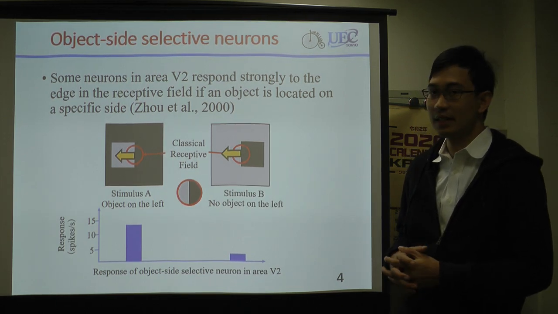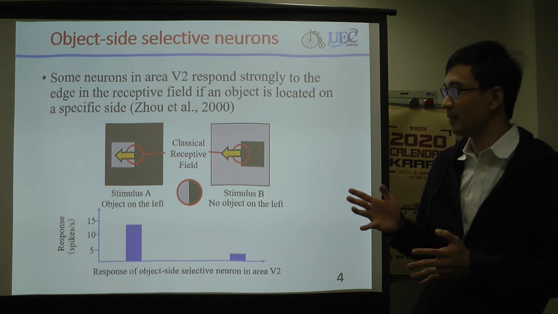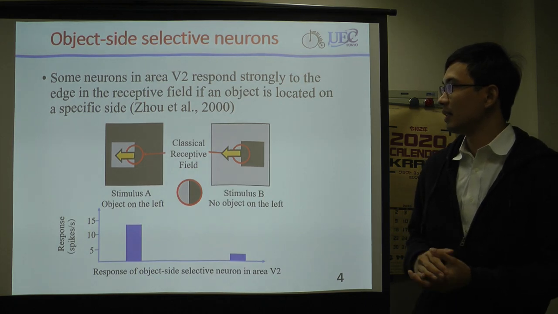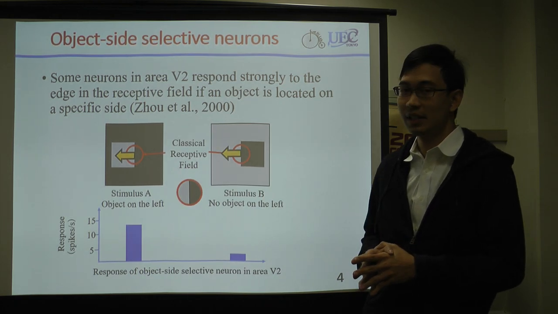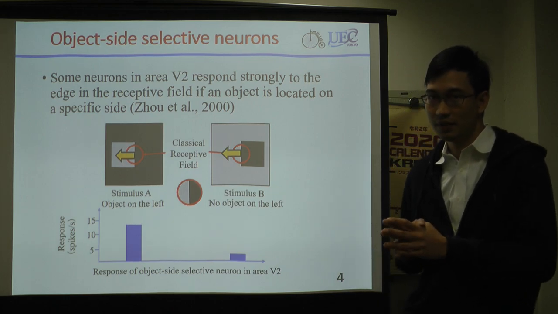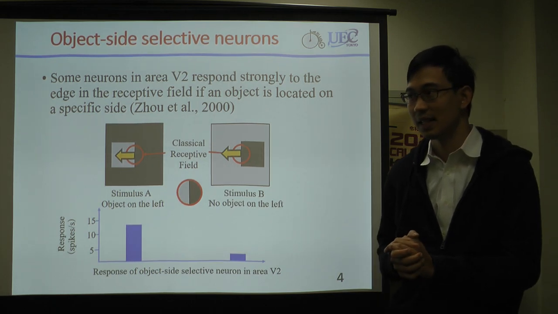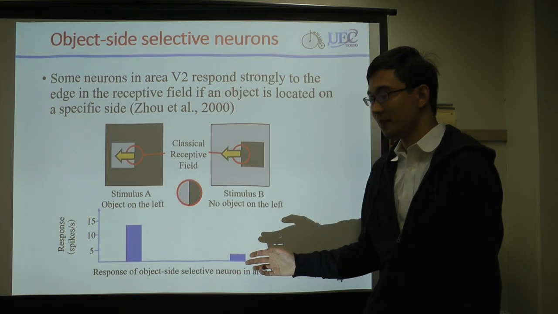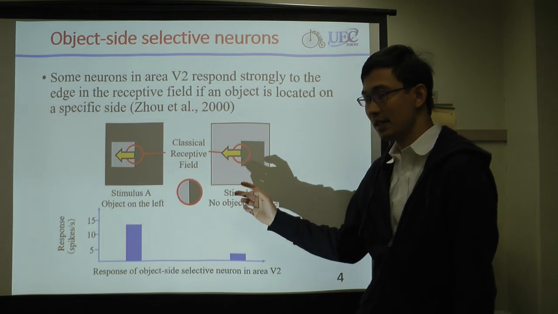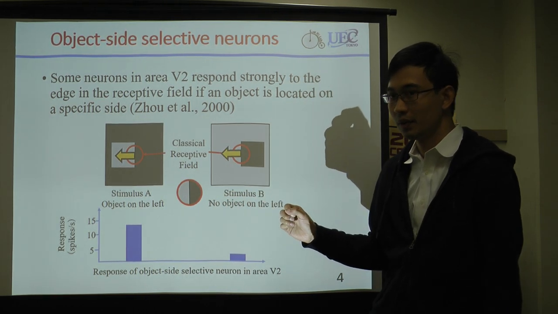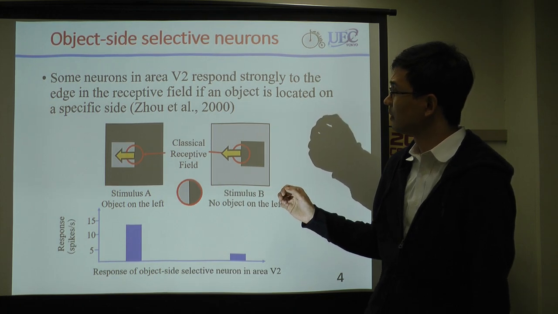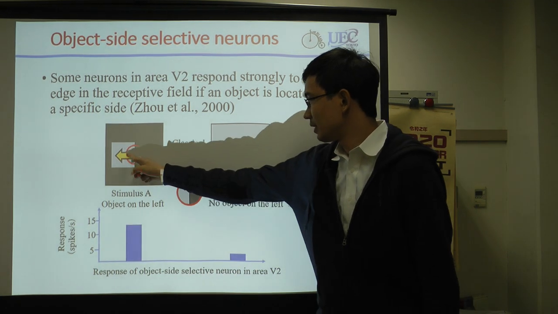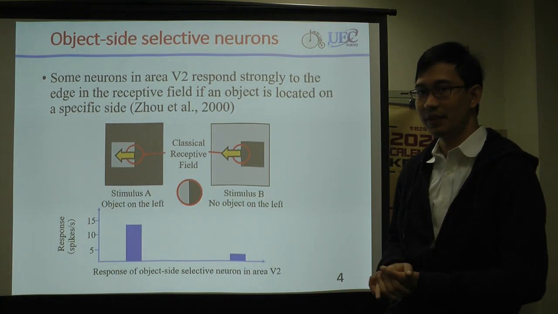Physiological experiments have shown that there are object side selective neurons in the brain, in area V2 in the visual cortex. Now some of these neurons respond strongly to an edge in its receptive field if the object is located on a specific side. Now this image represents the two different stimuli shown to a single neuron. The red circle is the classical receptive field of the neuron.